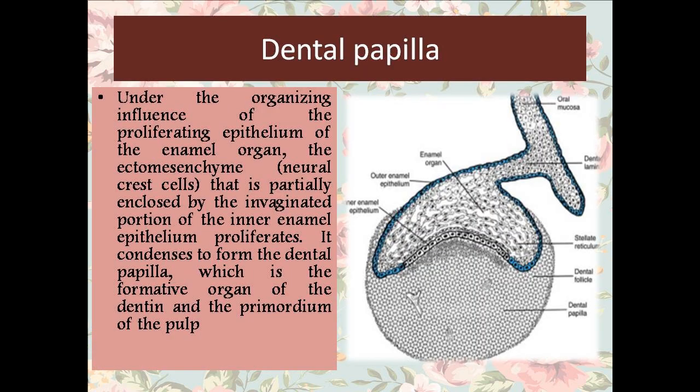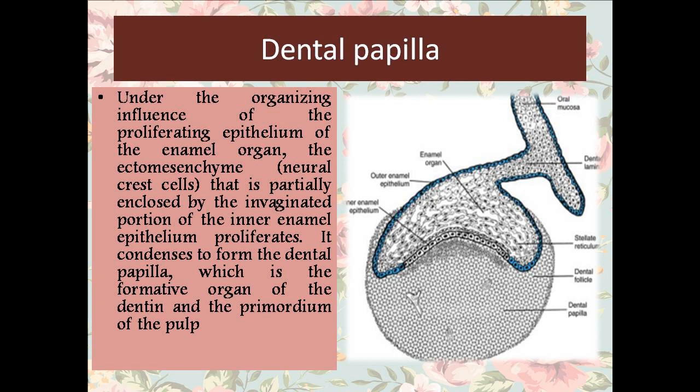Now coming to the dental papilla in cap stage. Under the organizing influence of the proliferating epithelium of the enamel organ, the ectomesenchyme, that is the neural crest cells that is partially enclosed by the invaginated portion of the inner enamel epithelium, will start proliferating. It condenses to form the dental papilla, which is a formative organ of what? The dentine and the pulp.